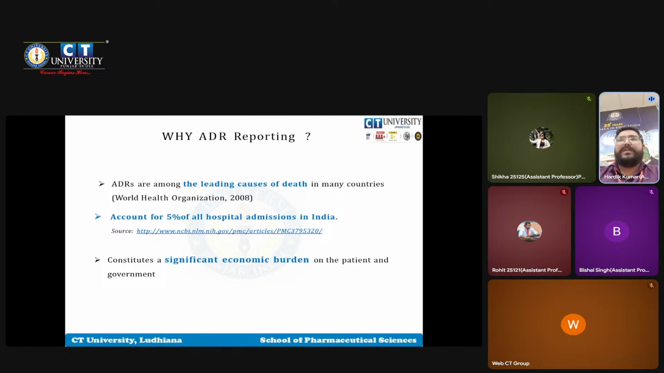So, why report ADR? ADRs are among the leading causes of death in many countries, account for 5% of all hospital admissions in India, and constitute a significant economic burden on the patient and the government. The next slide, please. The benefits of ADR reporting.